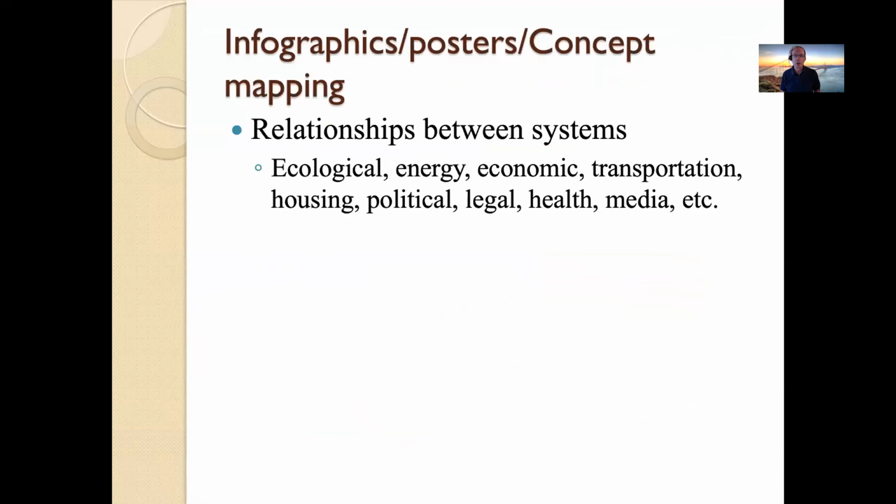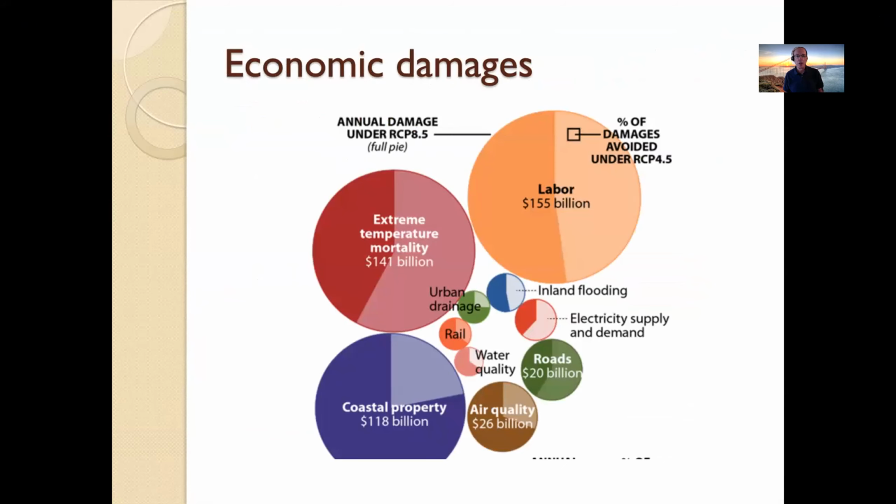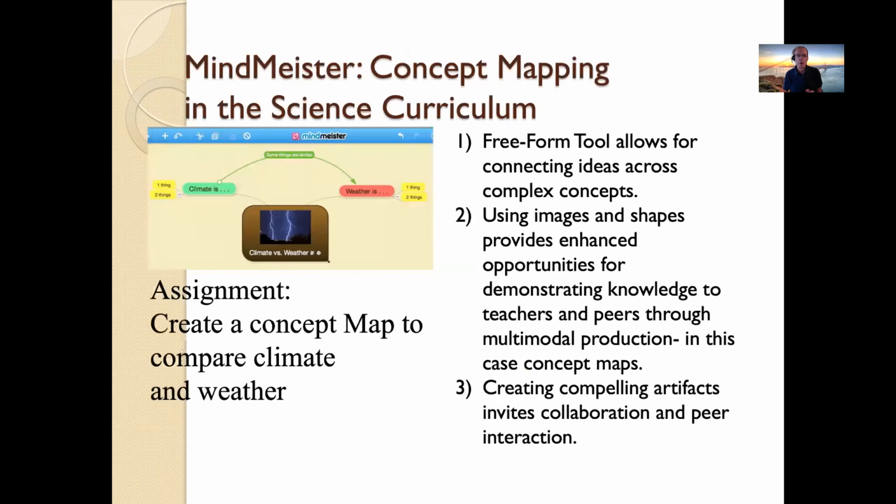Another tool I think is important is infographics, and students can create infographics having to do with analysis of different systems influencing climate change. So for example, here's looking at the economic system and the adverse effects of climate change in terms of labor, loss of 155 billion, mortality, 141 billion, and so on.